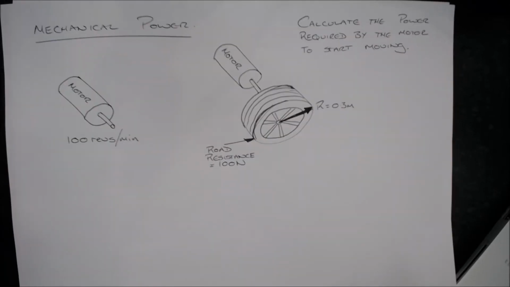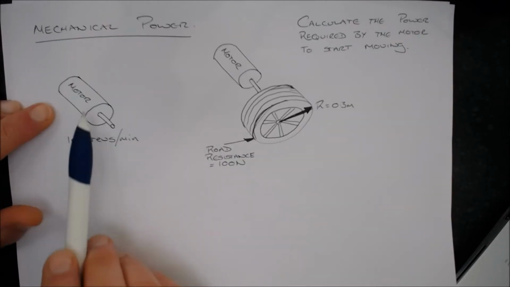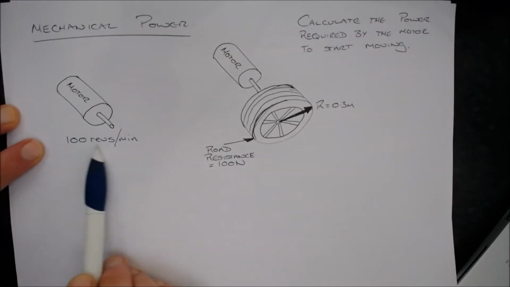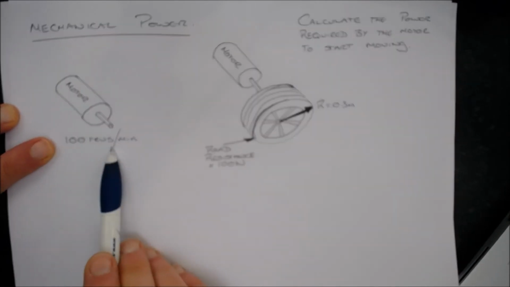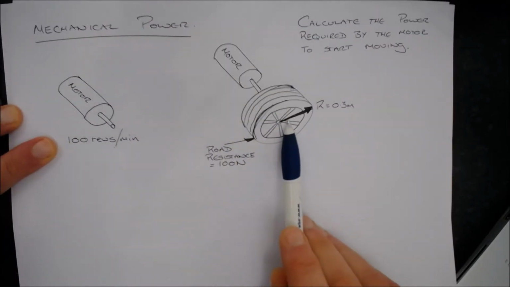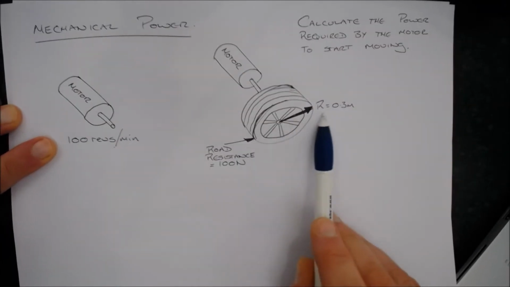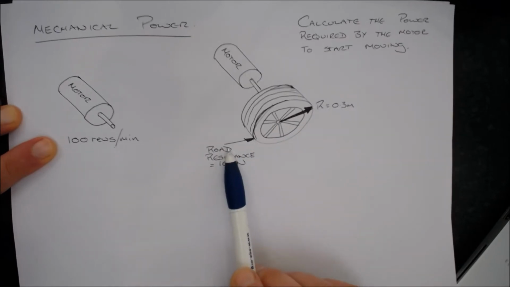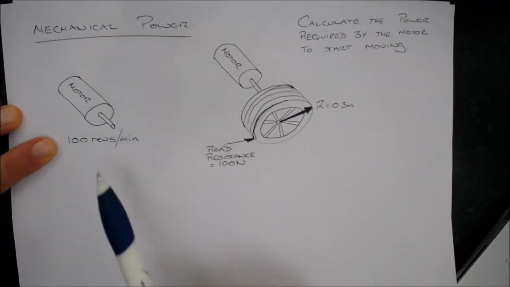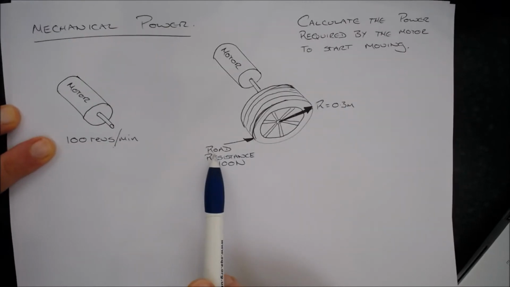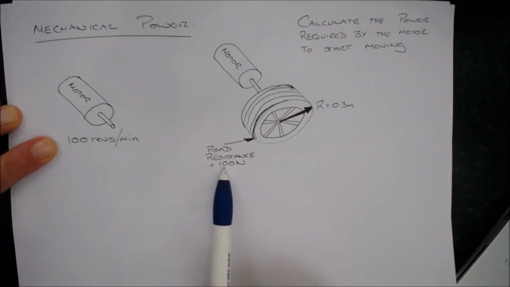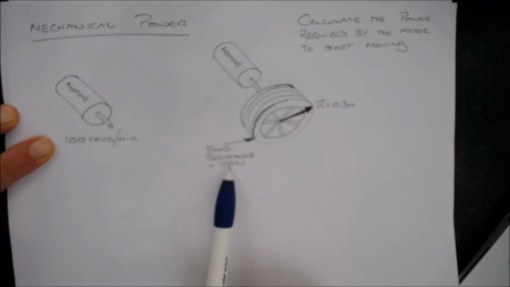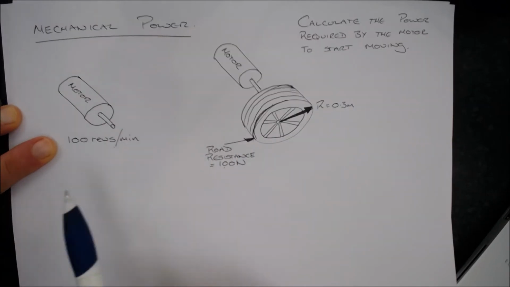This video is about calculating mechanical power. So here I've got a motor that the catalogue tells me is supposed to travel at 100 revs per minute. I'm going to use it to attach a wheel to. The wheel has a radius of 0.3 metres, and I'm going to use it to try and move a small buggy along a surface. The road resistance will cause 100 newtons of force at the outside of the wheel.